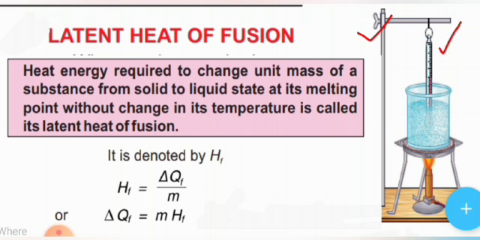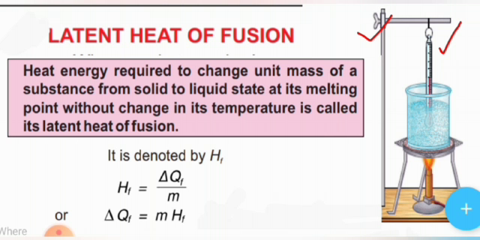This is the thermometer that is used to measure the temperature. Place a burner under the beaker. The ice will start melting. The temperature of the mixture containing ice and water will not increase above 0 degree centigrade until all the ice melts. Note the time which the ice takes to melt completely into water at 0 degree centigrade.